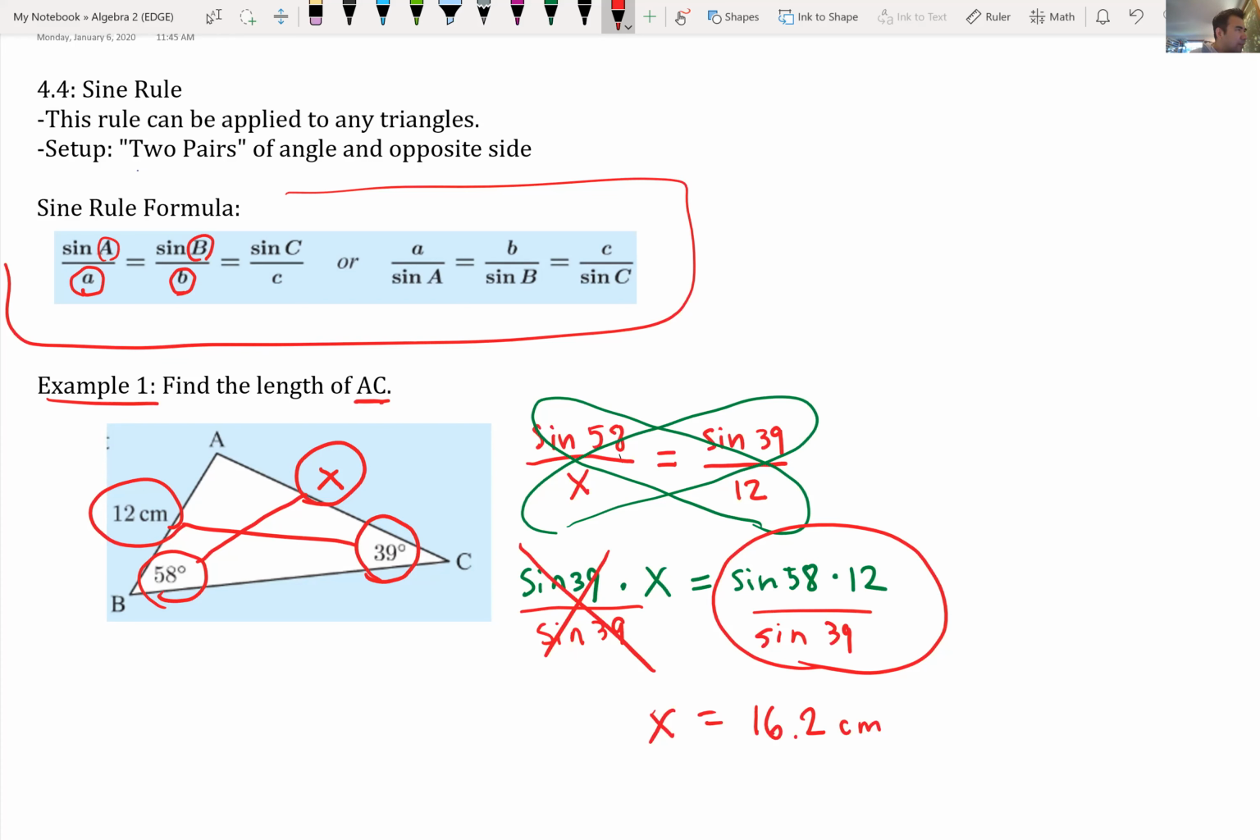Sine of 38. Did I put 38? No, this is 39. Yeah, you okay? So this is 39.